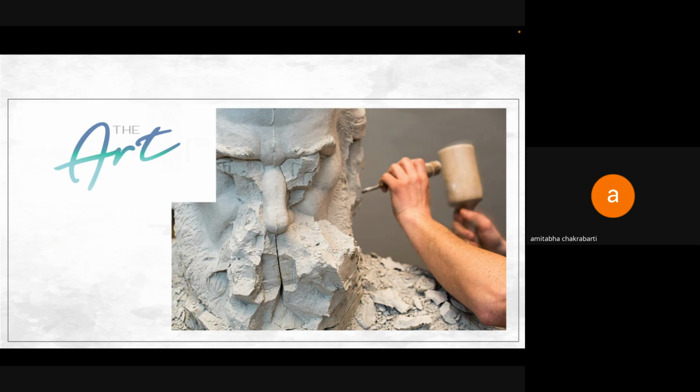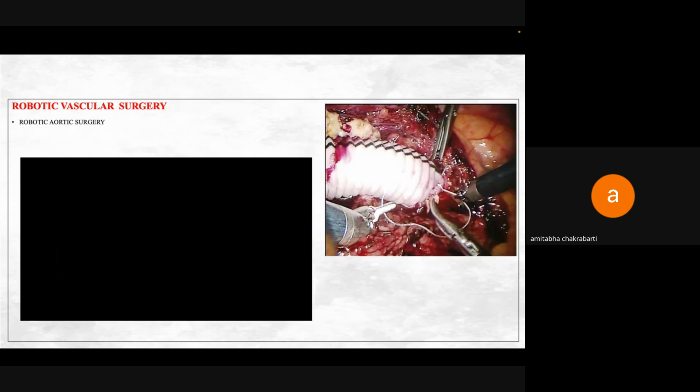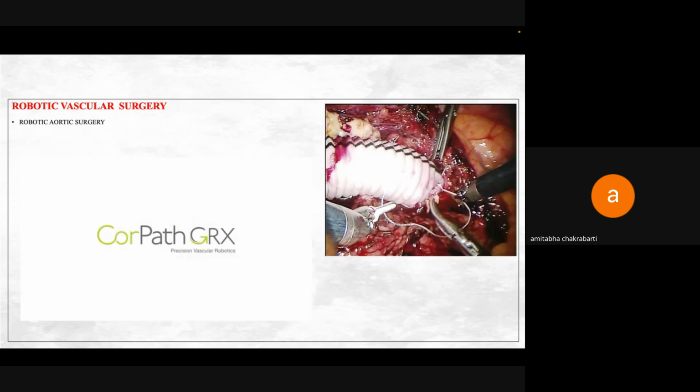Now let's come to the art of robotic surgery. There are types of robotic cardiac surgery. Almost all cardiac surgery and thoracic surgery which can be done with the help of hand can be done with the help of robot. All the valve surgeries, coronary artery bypass grafting, congenital heart surgery, even robotic heart transplant is also done. So now you look at this video.